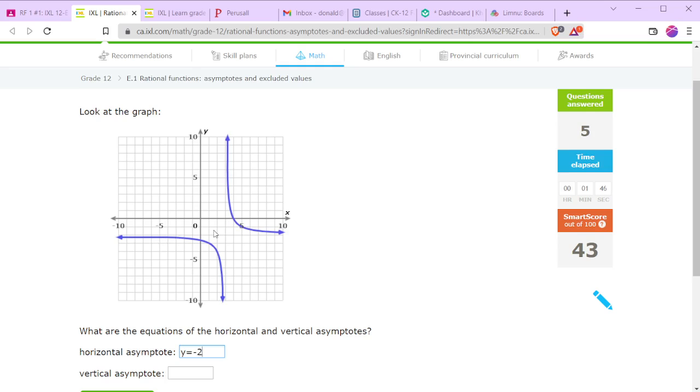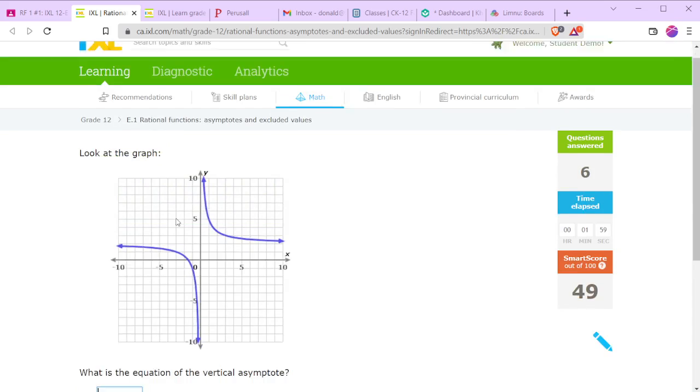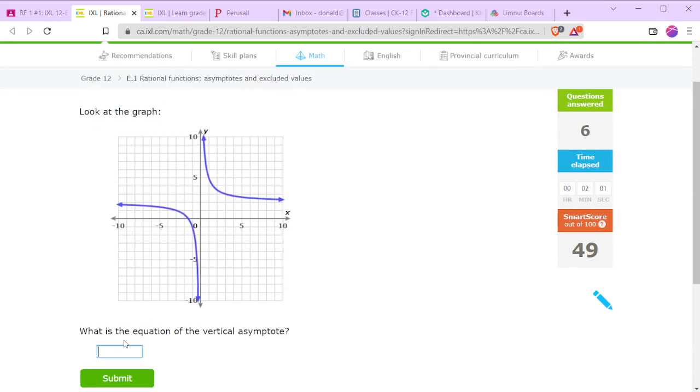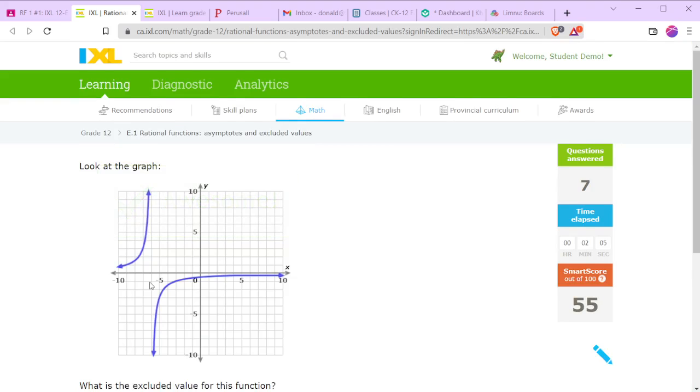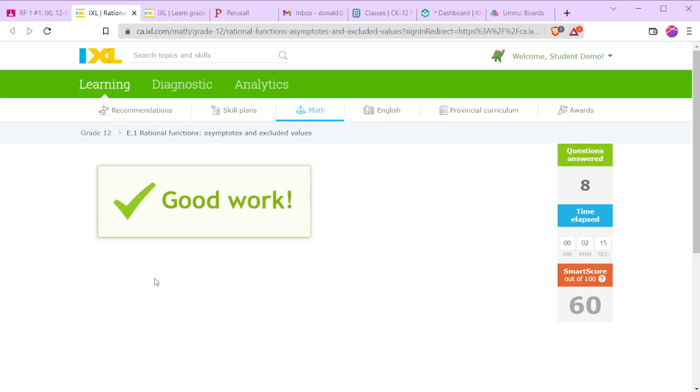So a horizontal asymptote has an equation y equals because the y information completely determines what that line is. The vertical is at x equals 3. The vertical asymptote here, x equals 0. The excluded value here is again the x-coordinate of the vertical asymptote. So that's x equals -6.